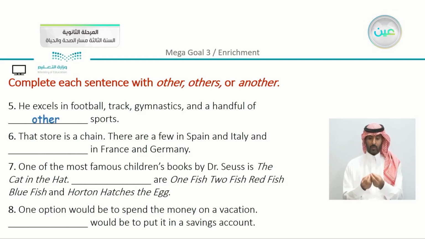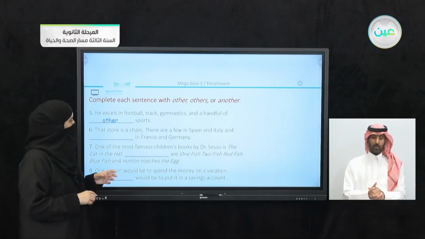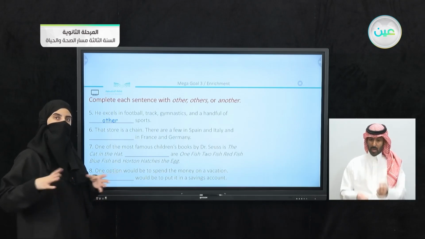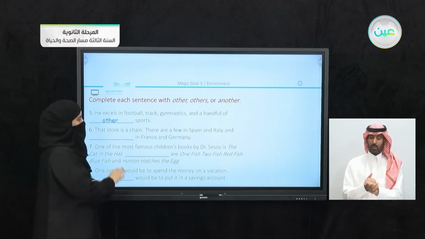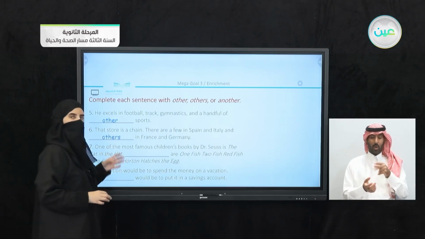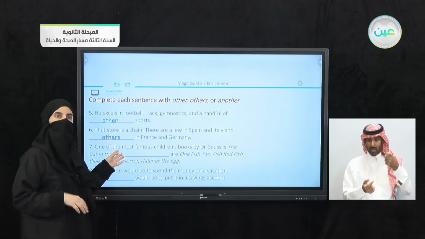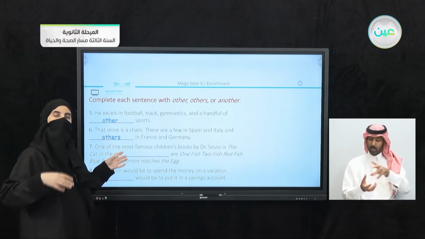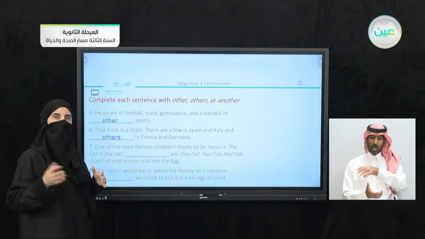That store is a chain. There are a few in Spain and Italy and blank in France and Germany. So we are talking about stores. There are a few and others in France and Germany. Of course, we have plural here because we are talking about chains of restaurants or stores in more than one country.